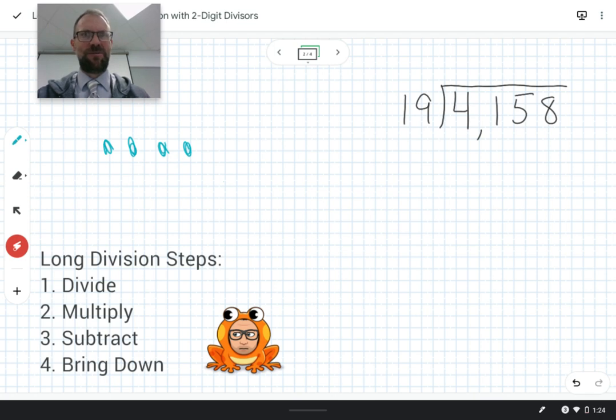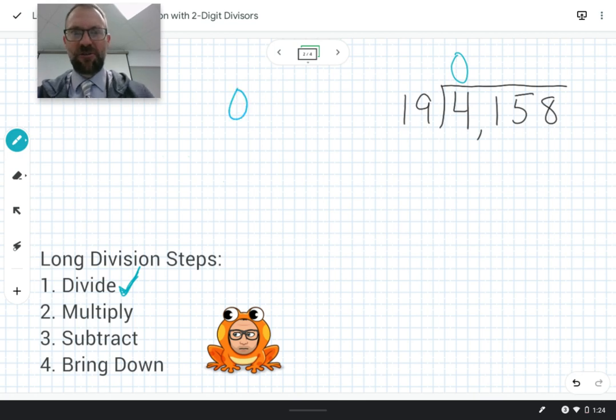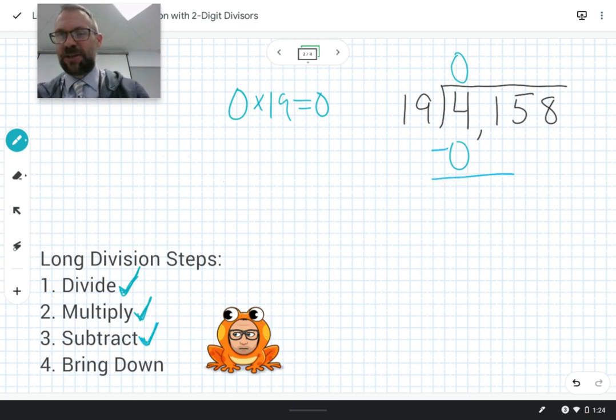The answer is 0. Right, none. So, what do we do? Well, we have a couple choices. One thing we can do is write the 0. 0 groups of 19. That's our division step. And now we multiply. Okay, what is 0 groups of 19? Well, that's 0. There's our multiplication step. We'll write the 0 below the 4, and then we'll subtract right here. 4 minus 0 is 4, and then we'll bring down the next digit, the 1.